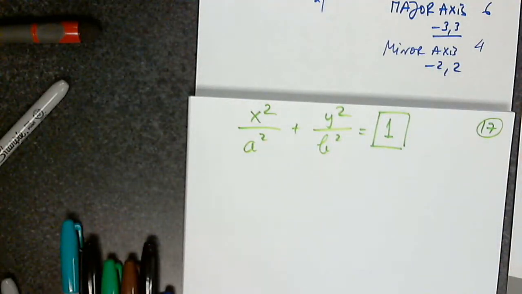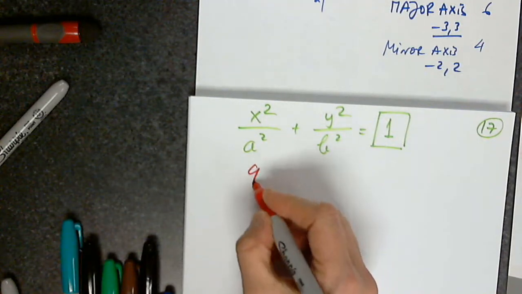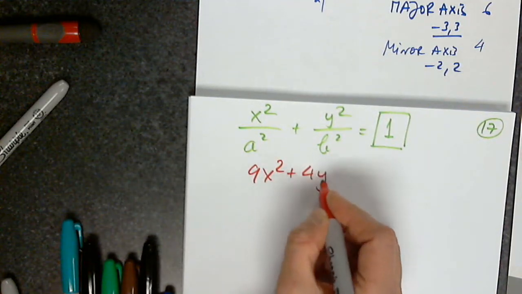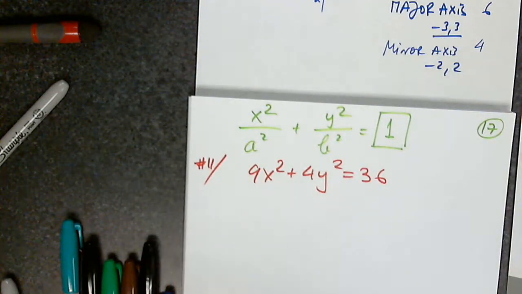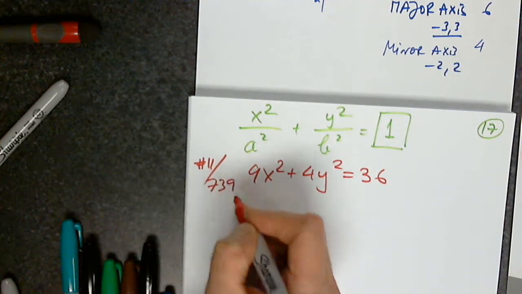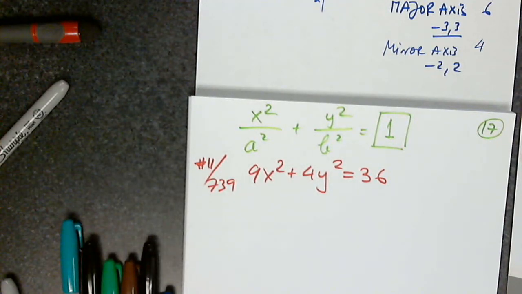So let me give you a couple of examples, and then we'll come back and finish up that part. Let's say I have 9x squared plus 4y squared equals 36. I'm looking at problem 11 on page 739. What I would like to determine first is if this is an ellipse, and if it's not an ellipse, what is it? And then I would like to graph it, and then we'll look at more details.